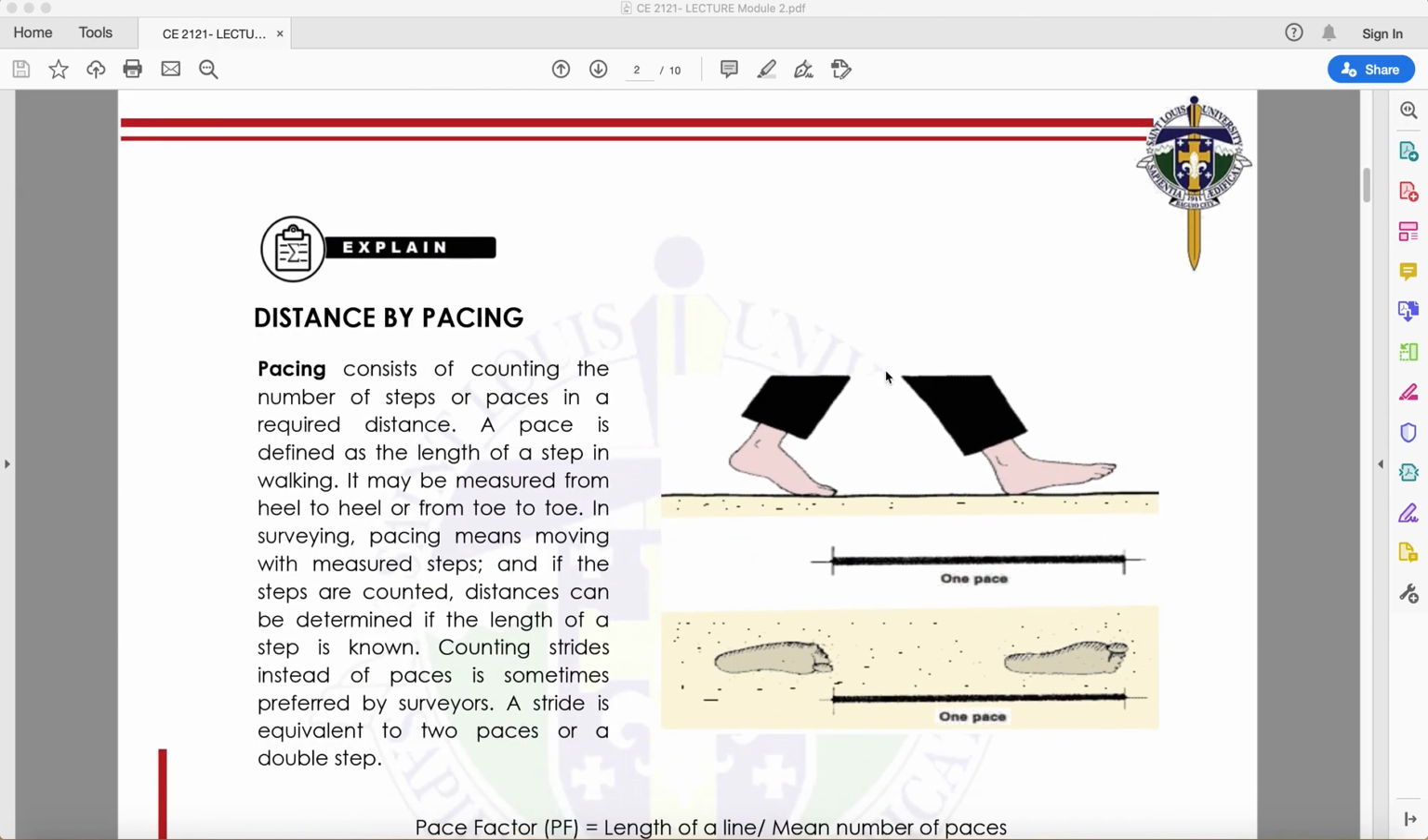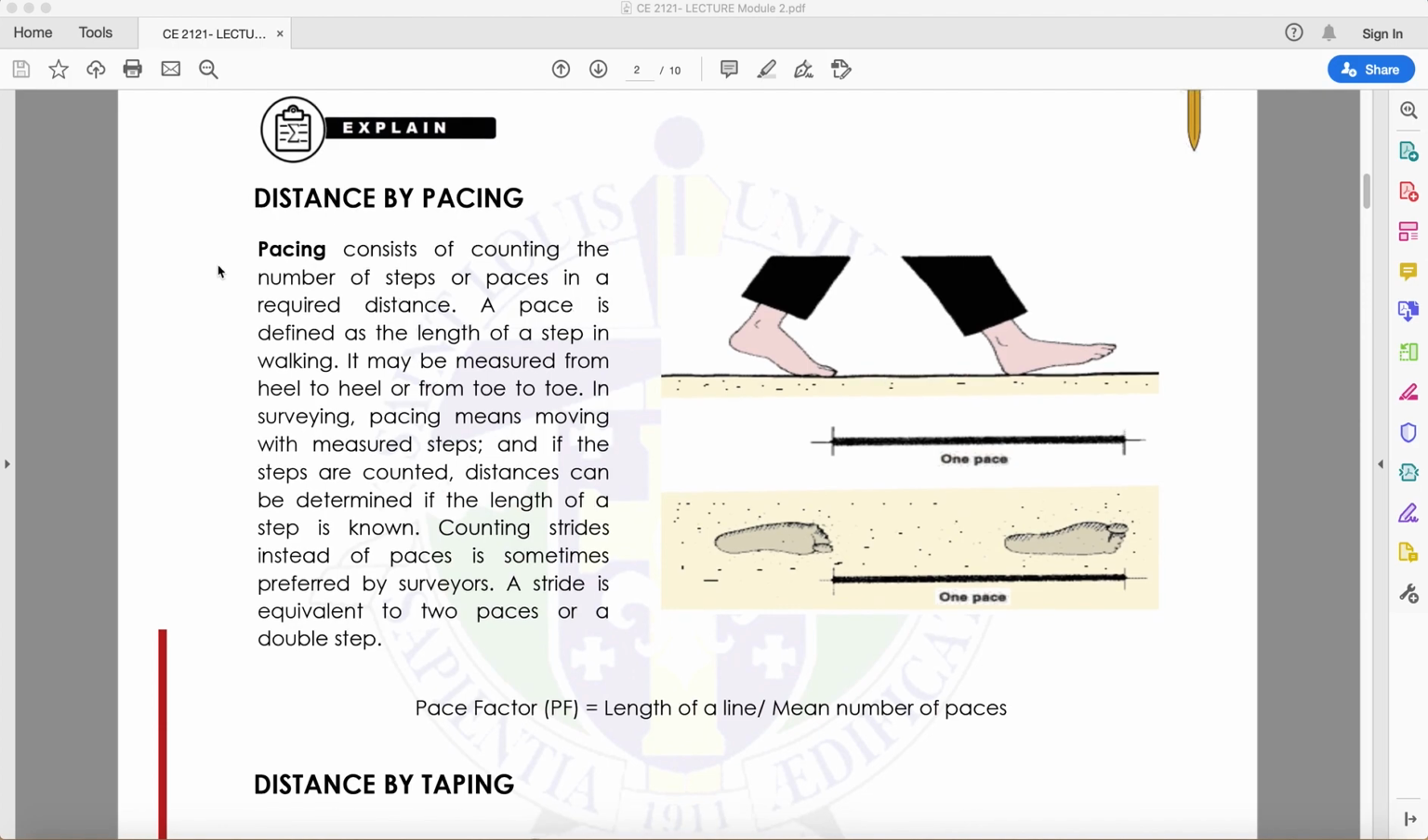So the first is distance by pacing. Pacing consists of counting the number of steps or paces in a required distance. A pace is defined as the length of a step in walking. It may be measured from heel to heel or from toe to toe. In surveying, pacing means moving with measured steps.